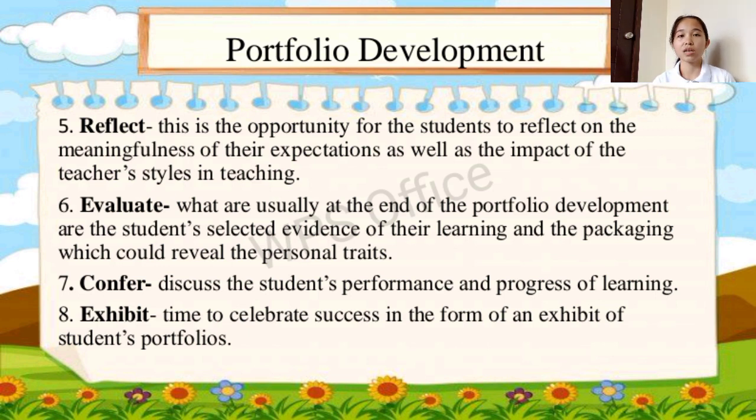And number seven is confer. Discuss the student's performance and progress of learning. After evaluating the portfolios submitted by the students, the teacher is now going to discuss what refinements are needed or what is lacking. Those students that have a low performance in the portfolio will have their skills refined and corrected. So that's for number seven, which is confer.